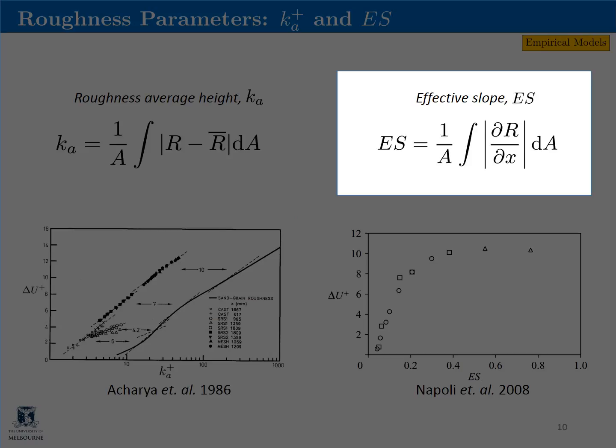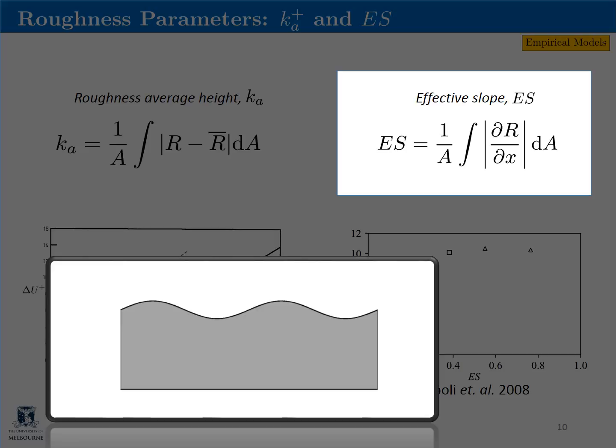This leads me to the next roughness parameter of interest, which is the effective slope, Es. Es was first introduced by Napoli, and it's defined as the mean of the absolute streamwise gradient. It is also found that Es is 2 times the solidity. A surface with low Es would appear to be a wavy or undulating surface. On the other hand, a surface with high Es would appear spiky.